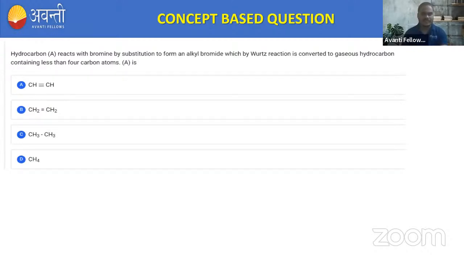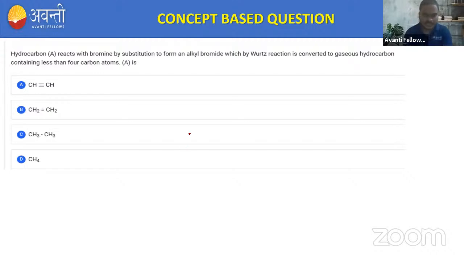Now move to the next question, that is a hydrocarbon. This is a very, very good question. A hydrocarbon A reacts with bromine by substitution to form an alkyl bromide, which by Wurtz reaction is converted to a gaseous hydrocarbon containing less than 4 carbon atoms. So you have to identify this hydrocarbon. Okay, so hydrocarbon A reacts with bromine by substitution to form alkyl bromide, then it undergoes Wurtz reaction and is converted to a gaseous hydrocarbon containing less than 4 carbon atoms.